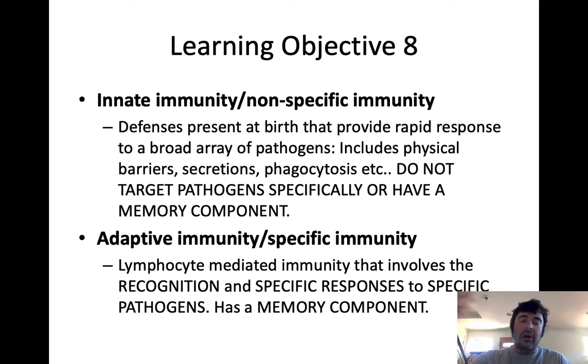Adaptive or specific immunity, which is often what we think of when we talk about our immune system, is lymphocyte-mediated immunity. Lymphocytes are different from other types of white blood cells in that they recognize specific pathogens and launch specific responses to specific pathogens. Also, within that immune response, those lymphocytes will create groups of cells called memory cells. Those memory cells will stick around, and if you're ever infected with that same pathogen again, they will recognize it and you'll launch a massive immune response.